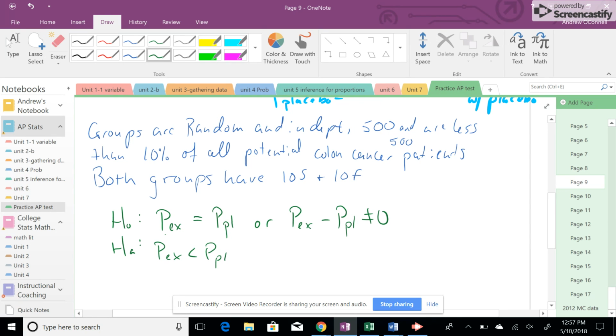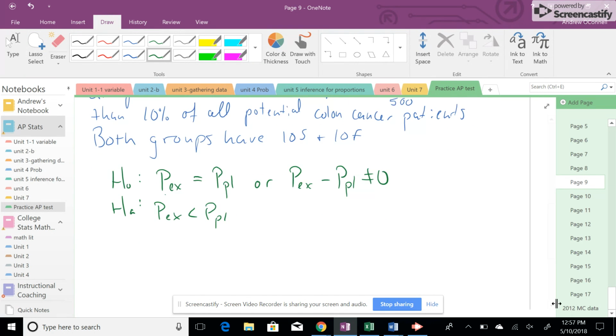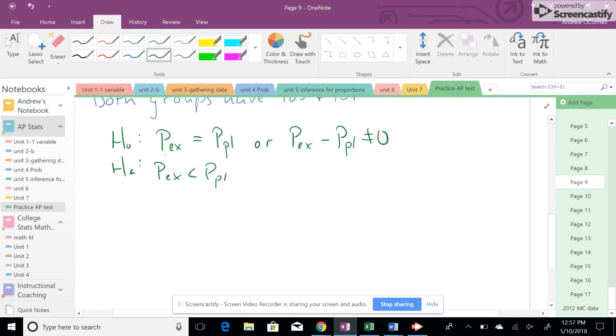Yes. Was that a success snap? Oh, it was not. All right. So p-hat for experiment: there was 15 of the 500, which is about 3% getting colon cancer. The placebo was 26 out of 500, or a little over 5% getting colon cancer.